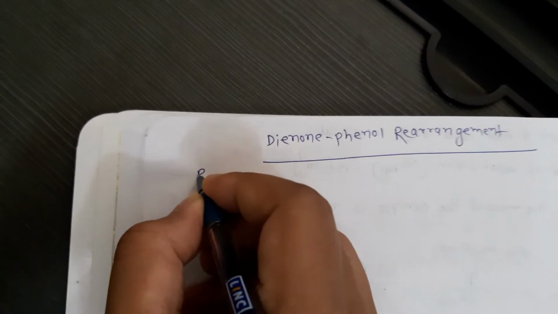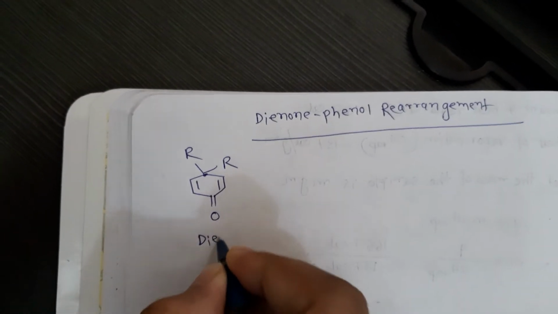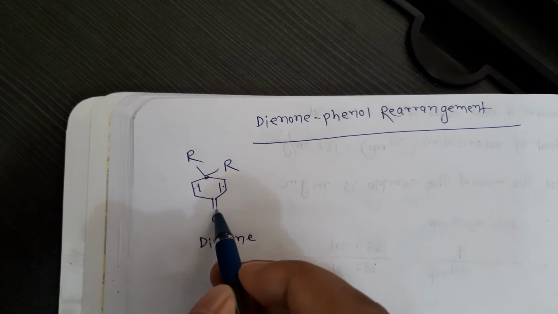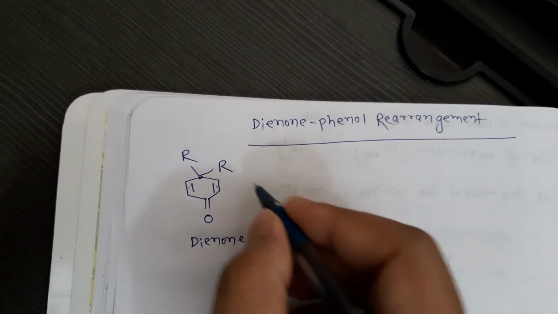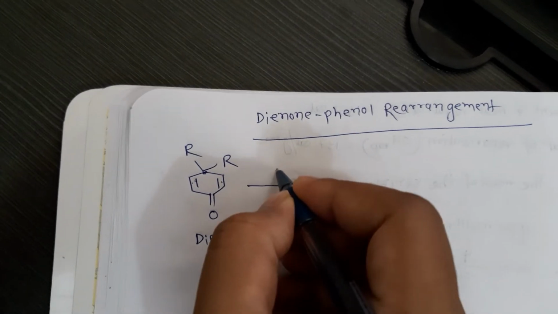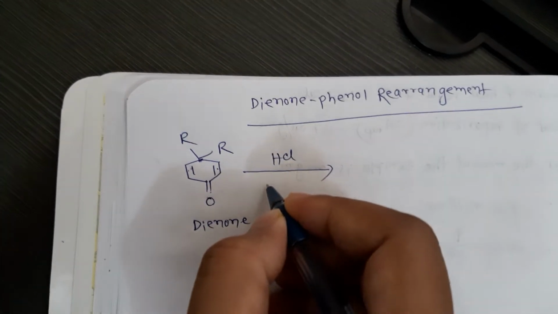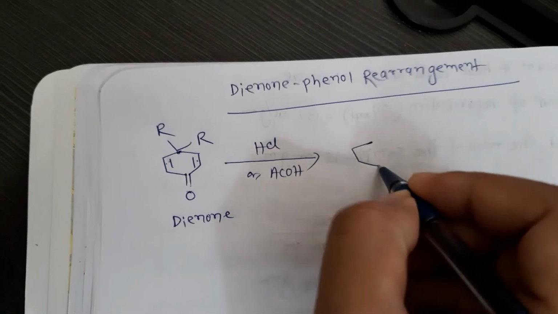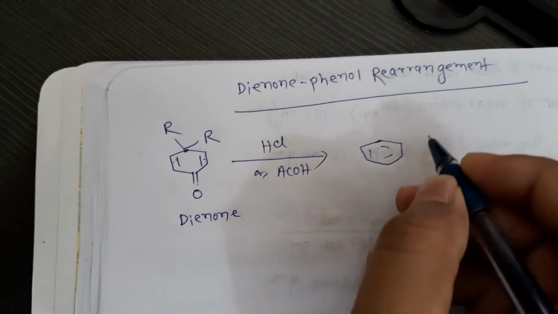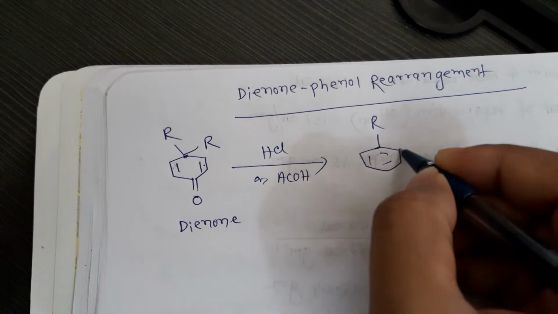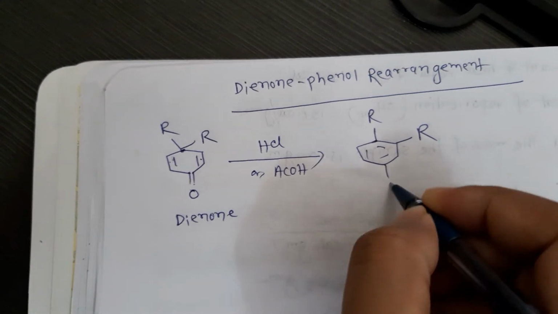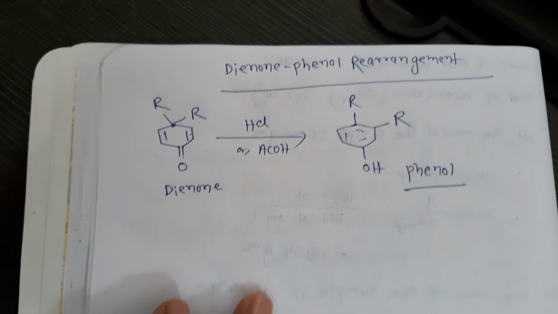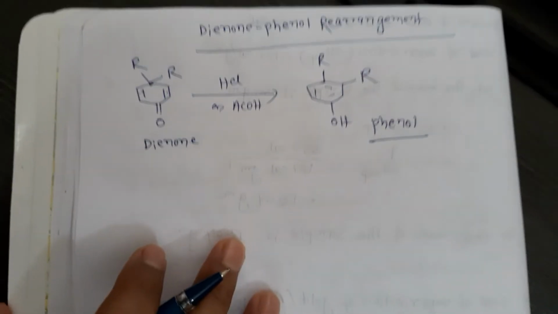This is R, this is R, this is called dienone. That's why it is called dienone. In presence of acid, either HCl or acetic acid, it will form a phenol moiety. Here R, here R, here OH. This is phenol. Substituted phenol will be formed. This is called dienone phenol rearrangement.